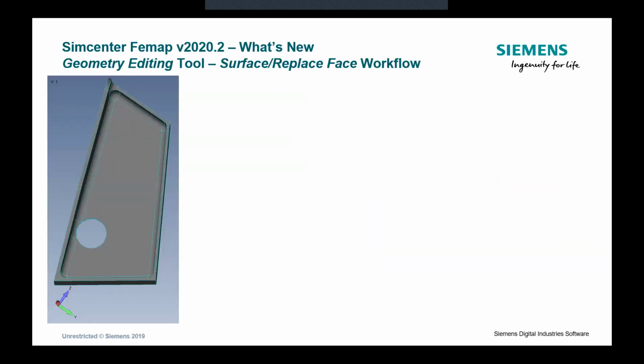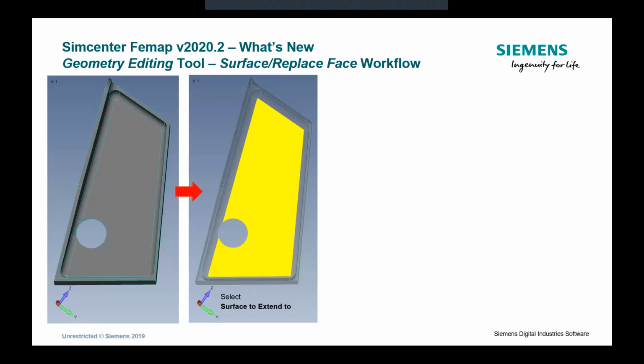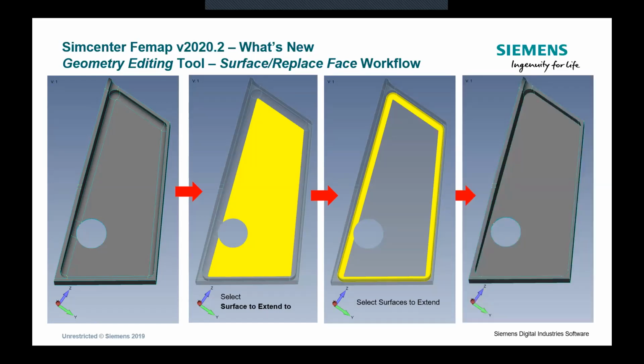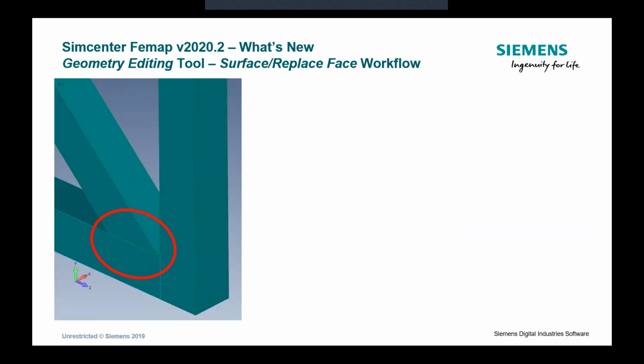In this case, these are some stubborn blends that couldn't be removed for whatever reason, because Femap doesn't actually think they're blends. So what you could do is pick a surface to extend to, a destination surface. You could pick which fillets or blends you wanted to remove. Then what it's going to do is take those surfaces and replace them with your destination surface. So it's just another way to remove blends in some cases.